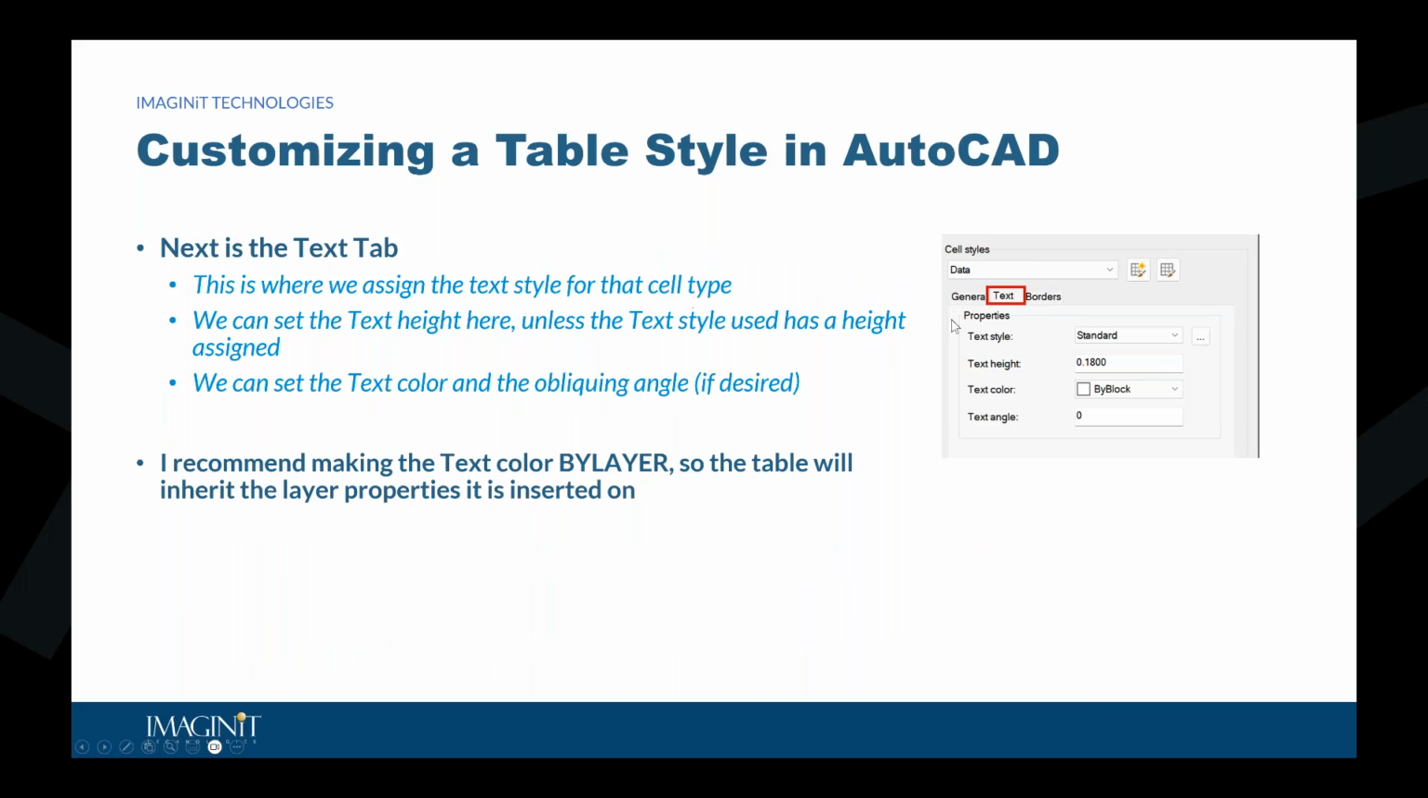So next is the text tab. This is where we assign the text style for that cell type. So we can set the text type here, whatever we want, unless you have a height assigned to whatever text style that is. If you do, this will be grayed out and you can't change it. And this is where we can set the text color and an obliquing angle if desired, if there's not one already set inside the text style. And I recommend making the text color by layer so that the table will inherit the properties of the layer it's inserted on.